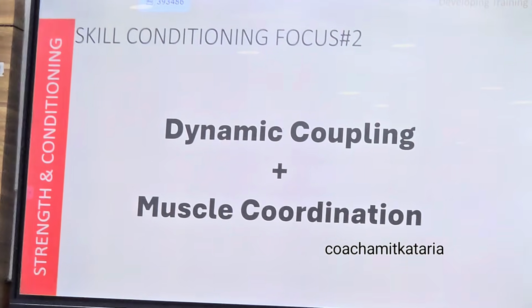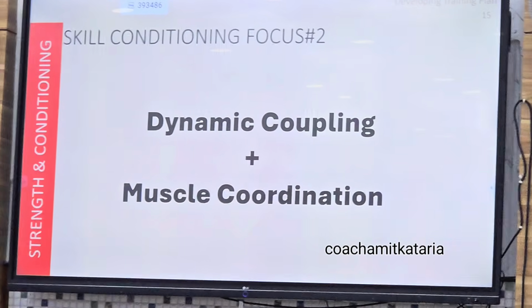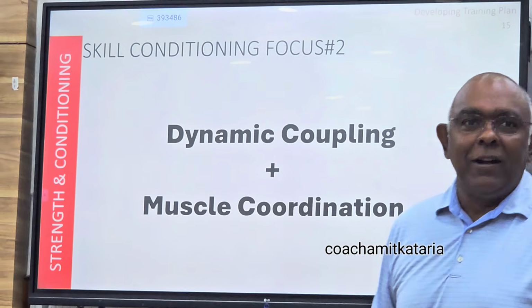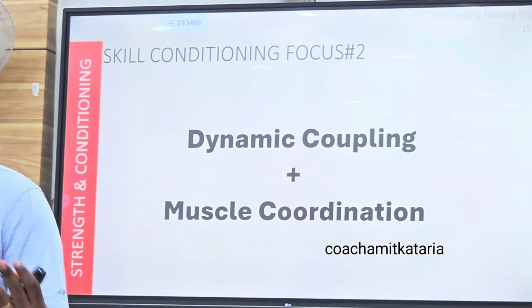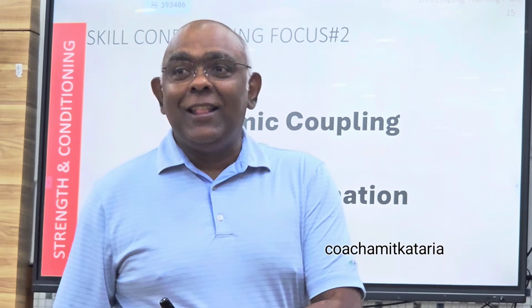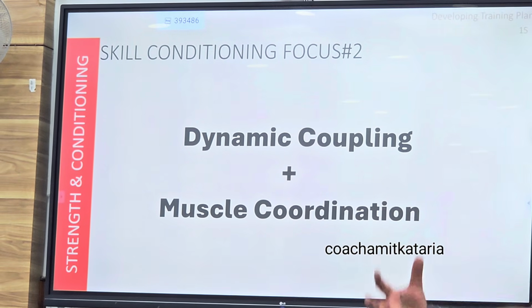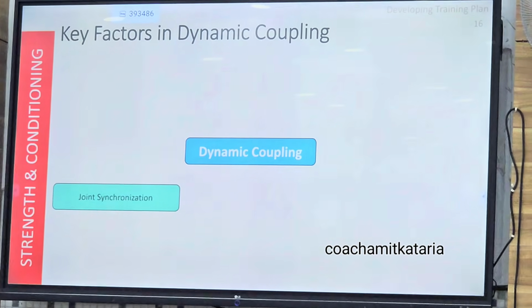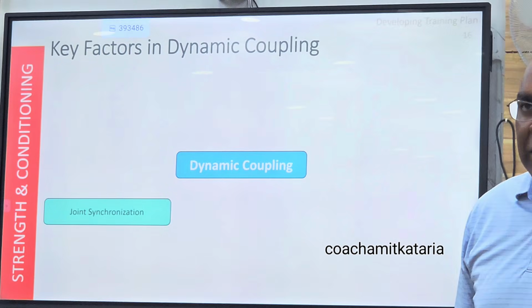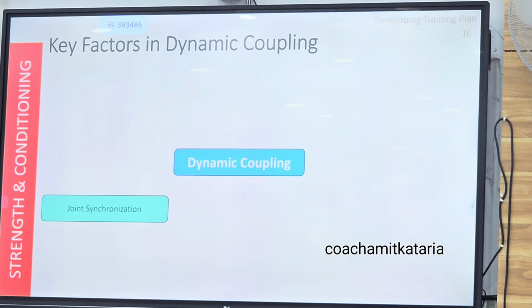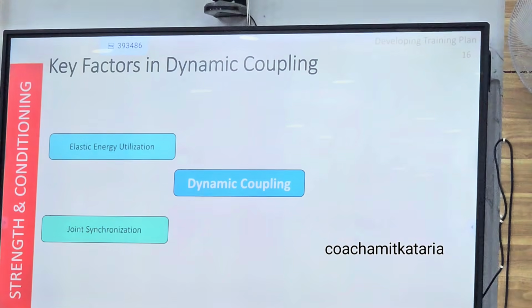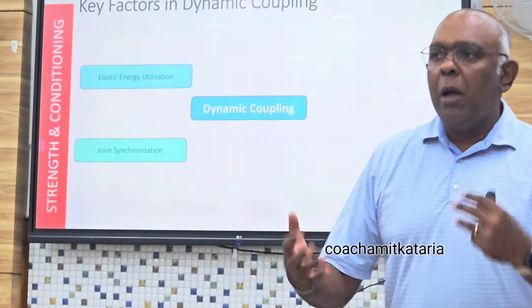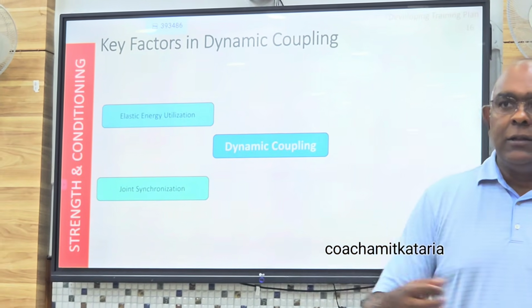Next, we focus on what we call dynamic coupling and muscle coordination. The word coupling means what? Couple, together. Male and female together, man and man together, man and animal together, coupling. So dynamic coupling means things that are going to be grouped together. In that, we have joint synchronization: the movement of the joints must be synchronized. Next, elastic energy utilization. What is elastic energy? Rubber. Utilization means making use of it. How well can I use this elastic energy?